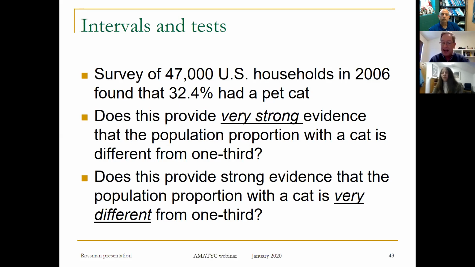But boy, those sound similar. They are very, very similar. The difference is very strong evidence versus very different. The point I want students to see here is when you're asking about strength of evidence, that's answered with a hypothesis test with a p-value. When you're asking about how different, that is best answered with an interval estimate with a confidence interval.